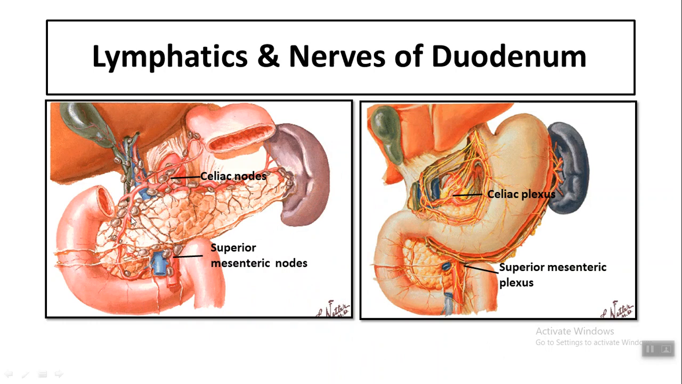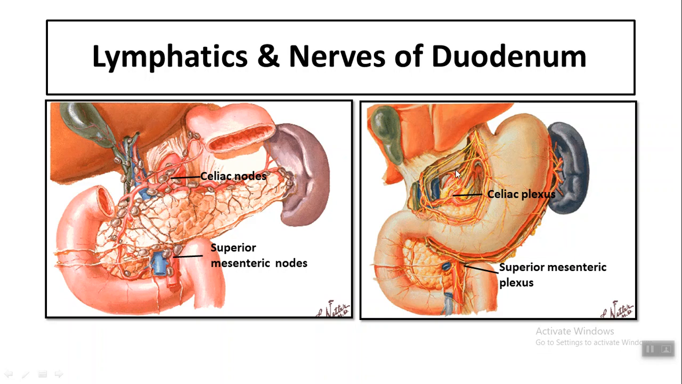Also the lymphatic drainage: the part of the duodenum above the entrance of the bile duct will drain through the superior pancreatico-duodenal lymph node to the gastro-duodenal lymph node to the celiac nodes, while the inferior part drains to the inferior pancreatico-duodenal lymph node and then to the superior mesenteric nodes.